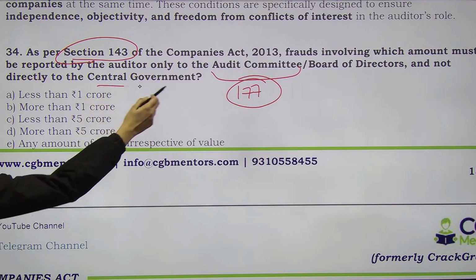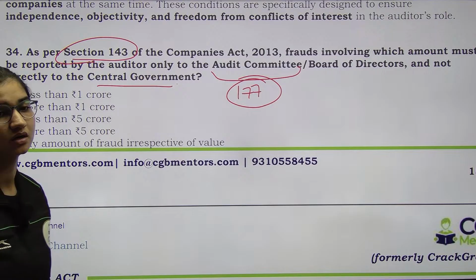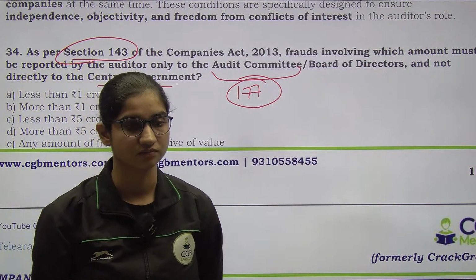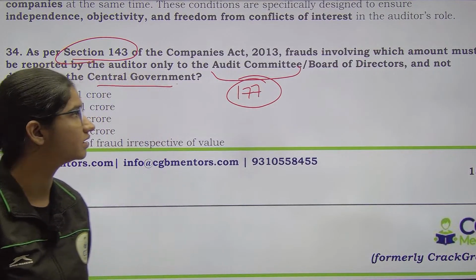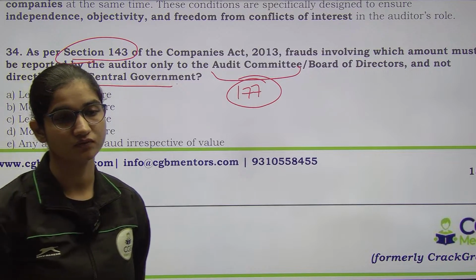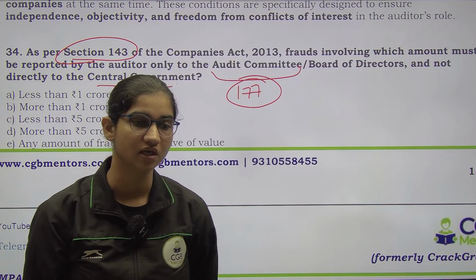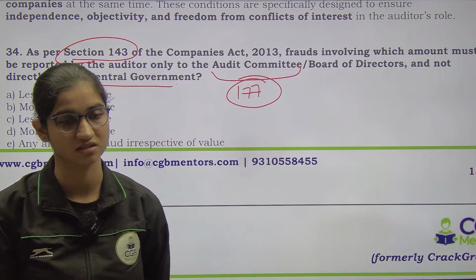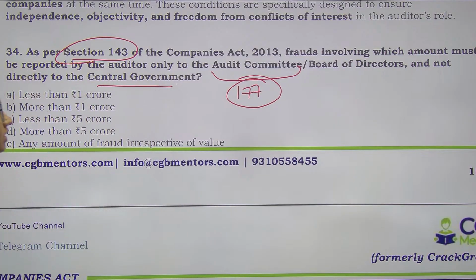Okay, so if there is a certain amount of fraud that has been detected by the auditor, those will be informed to the audit committee and BOD only, and not to the CG, which is the Central Government. So up to what amount of frauds can be informed to the committee or BOD, right? So that is the question. Please try to answer this.